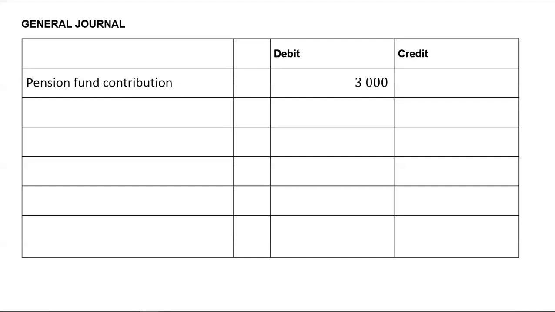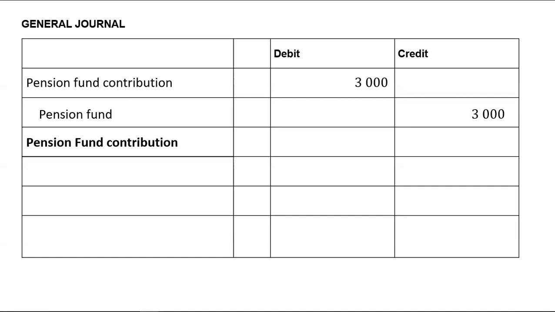25,000 rand was what needs to be paid to him as a salary, and we contributed 3,000 rand to Mr. Nguni. But this 3,000 rand that we contributed, have we paid it to the pension fund? No, we haven't. So that is why we are going to credit the liability, which is pension fund, by that 3,000 rand. This is pension fund contribution.